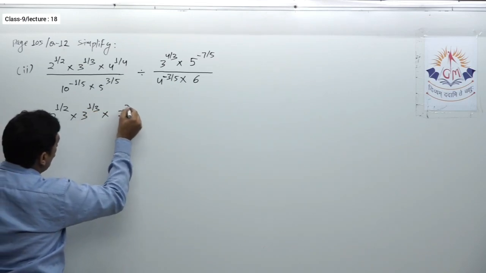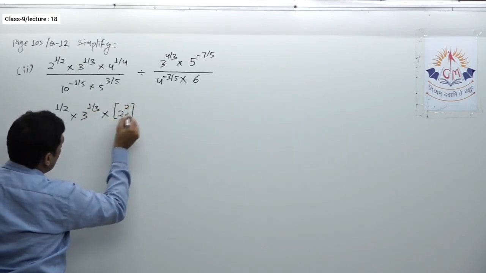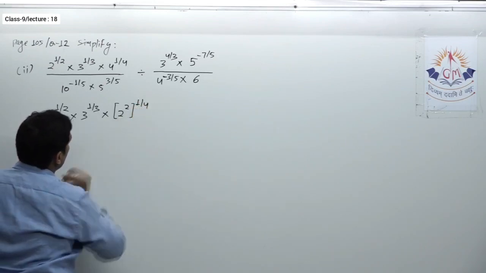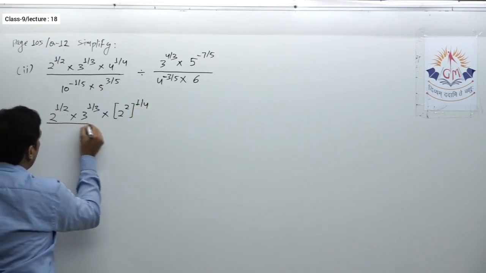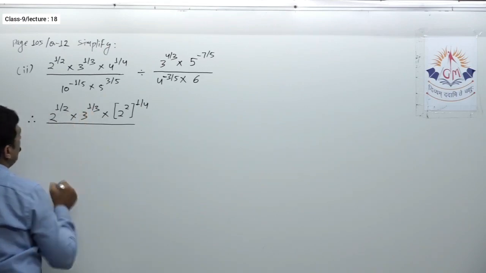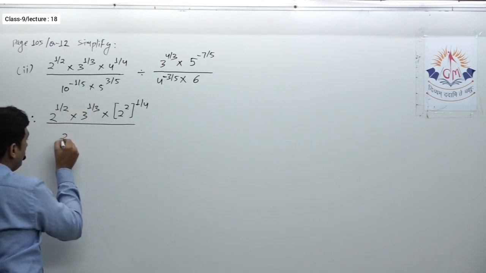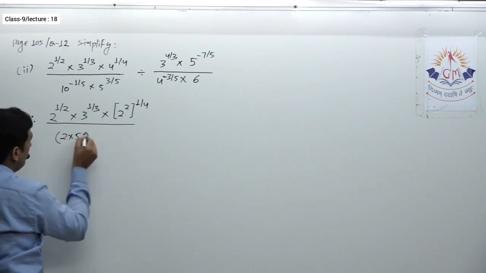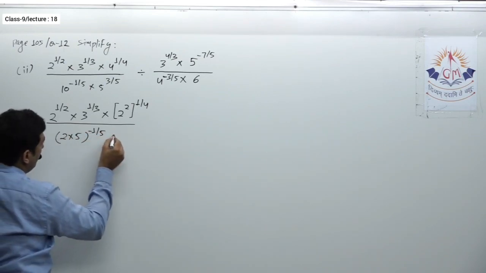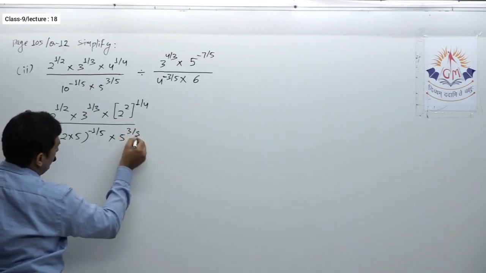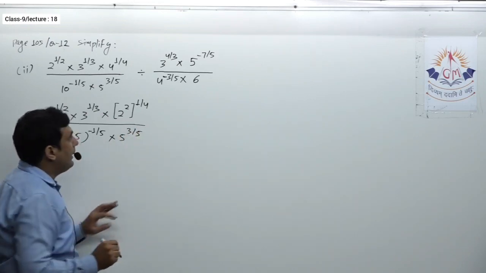Here 2 square raised to 1 by 4. Okay, divided by 10 raised to minus 1 by 5. So I can write 2 into 5 raised to minus 1 upon 5, and this 5 raised to 3 upon 5 as it is. Now over here I can do one thing.